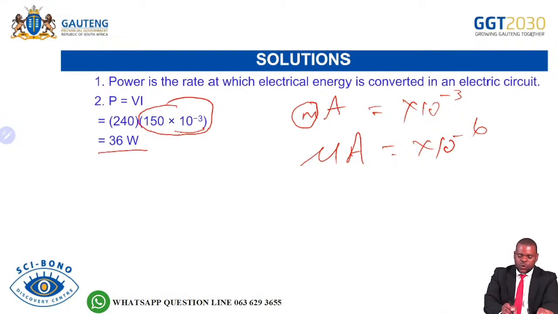Then we found that when we use our calculator, the power that is being used by a cell phone charger is how much? It is 36 watt. Are we together? It is 36 watt. Thank you very much. Let's continue.